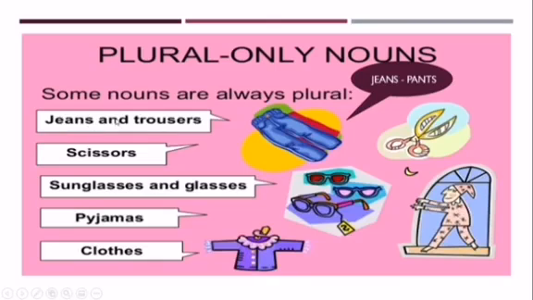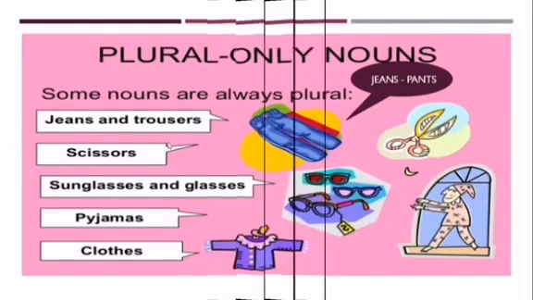For example, jeans, trousers. If we say trousers, we are talking in British English. Jeans is the American. Or we can also say pants. Scissors, sunglasses or glasses, pajamas or clothes. Those are words that are always going to be in the plural form.